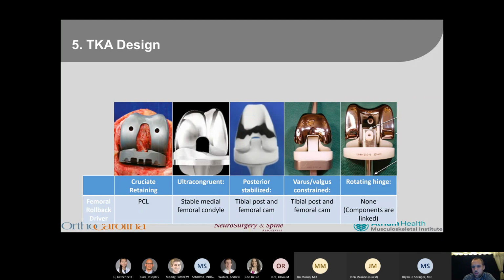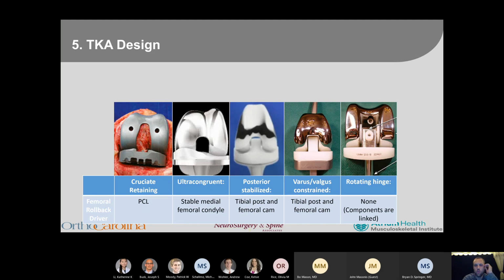Moving on from there, for total knee designs, this will come up in a variety of contexts, and I think it's useful to know just exactly what people are talking about when these come up. And I think the easiest way to differentiate them is based on how they're driving femoral rollback. So there's a medial pivot with knee flexion, and all of these different designs have a different way of either replicating or preserving that motion.